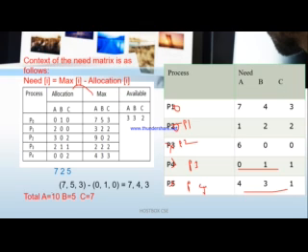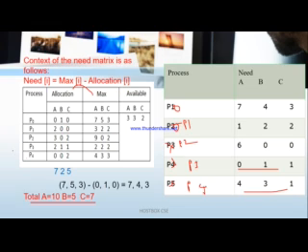Now let's assume that for this table the total resources are A equal to 10, B equal to 5, and C equal to 7. How do we calculate the total allocation? For resource A, the total allocation is 2 plus 3 plus 2, which is 7. For B, 1 plus 1 is 2. Similarly for C, 2 plus 1 plus 2 is 5.